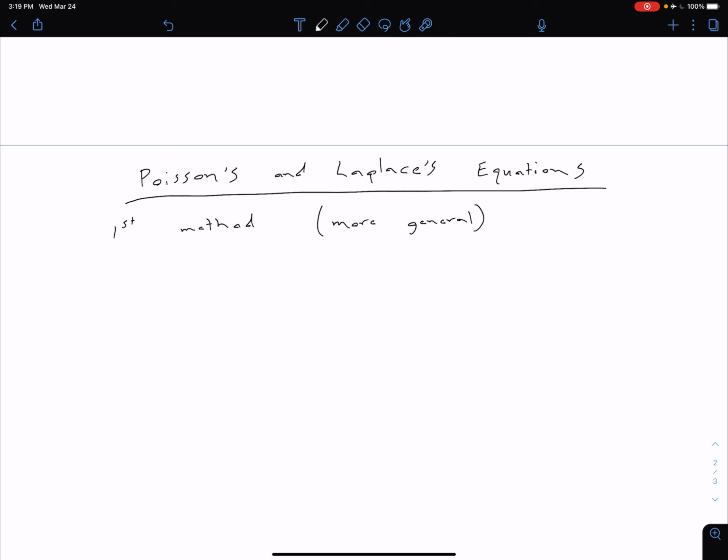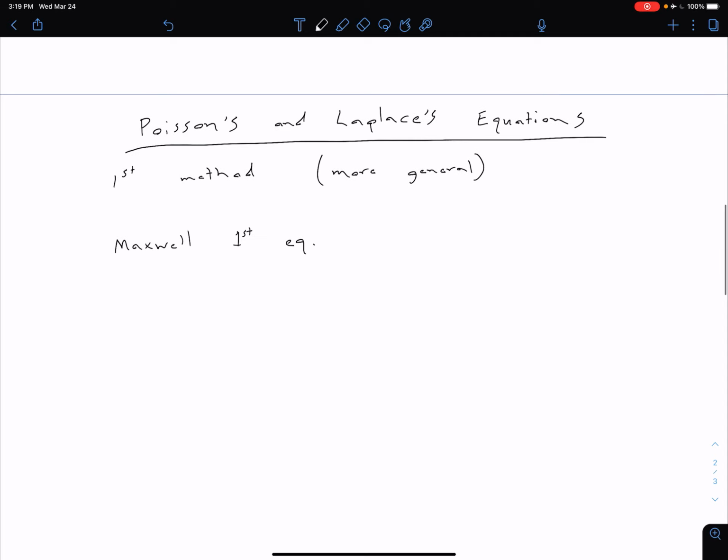With our Poisson and Laplace equations, we're going to start with Maxwell's first equation. As we often do, we're going back to these old equations and playing around with them a little bit to see if we can get some new relationships. From Maxwell's first equation, we know that the divergence of our electric flux density is equal to our volume charge density.